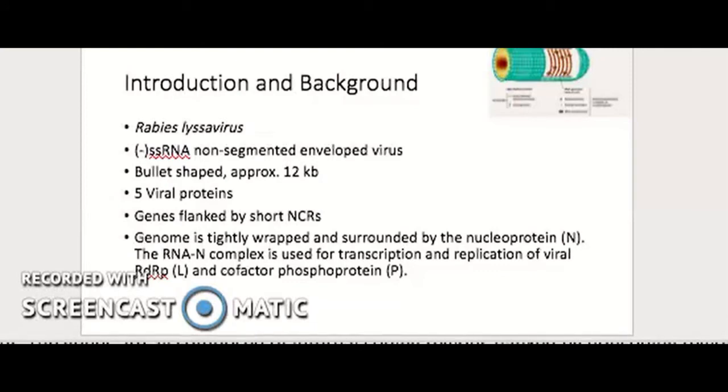A fully formed genome is wrapped and surrounded by the nucleoprotein labeled as N. This protein helps form the RNA-N complex for transcription and replication by the viral RDRP, labeled as L, and its cofactor phosphoprotein, labeled as P.